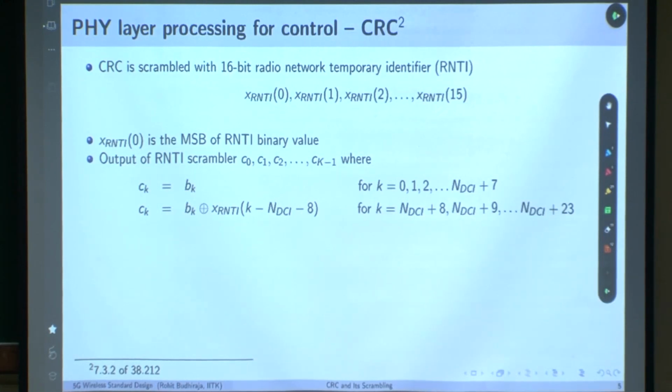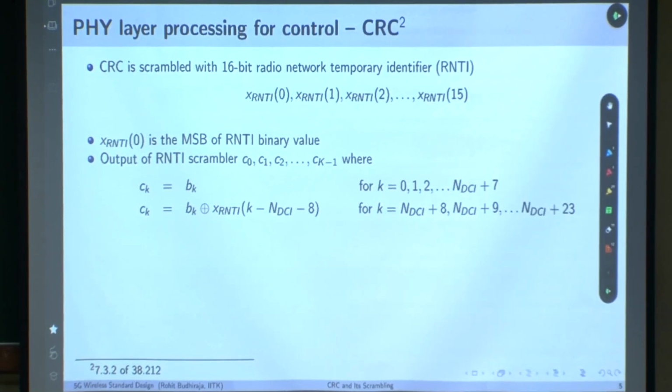We are taking the bit stream and scrambling the last 16 bits, because the last 24 bits are CRC, and out of 24 bits, we are scrambling only the last 16 bits. Fine, so this should be B, because the length of the input should be the same as the output.